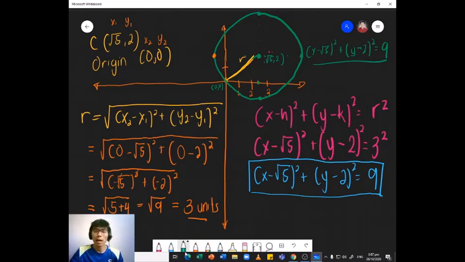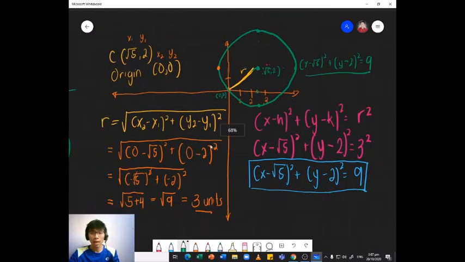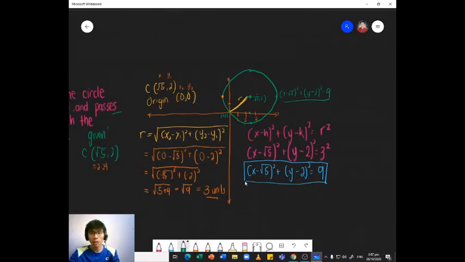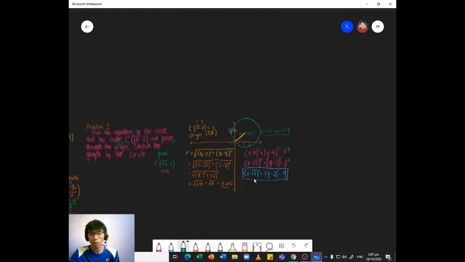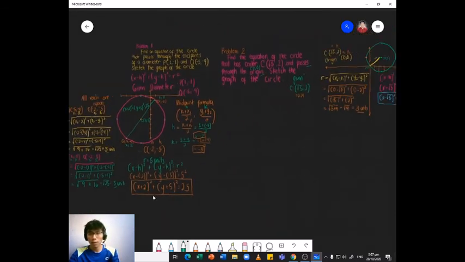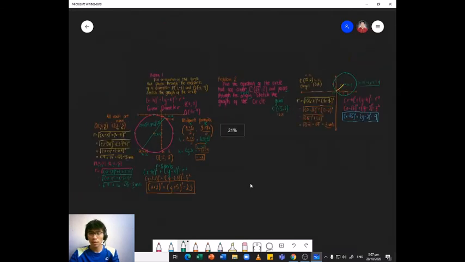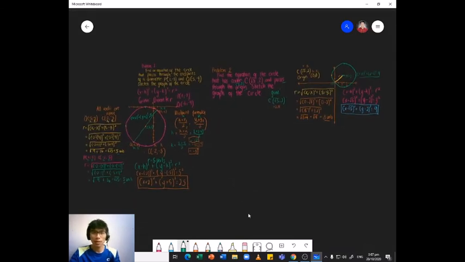So always remember that every time we solve a circle, we have to look for the standard form. We have to stick to the standard form so we can really picture it out. Okay, so these are the things that we solved in this video. We solved two problems here, given the diameter and given another circle and an endpoint of the circle.